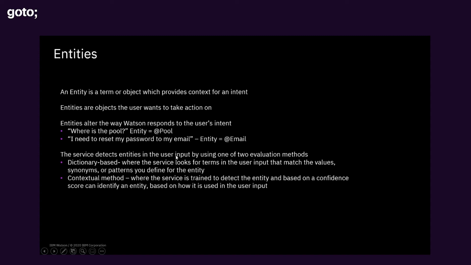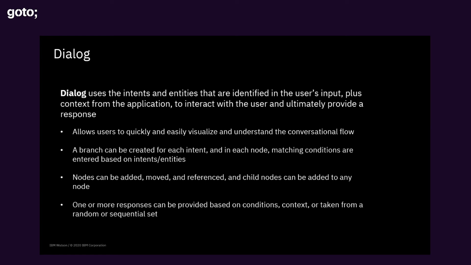And the intent and the entities in the user's input are determined by two evaluation methods. One is dictionary based, where the service looks for terms in the user input that match the values or synonyms that you define more explicitly. But there's also a contextual method, where the service is trained to detect the entity and, based on a confidence score, can identify an entity based on how it's used in the user input.